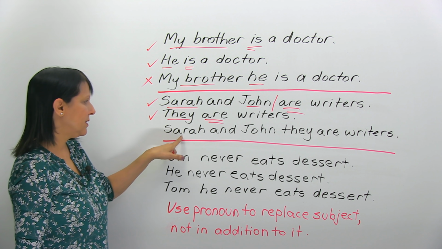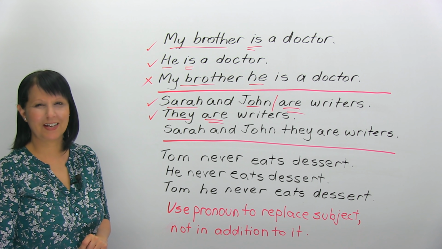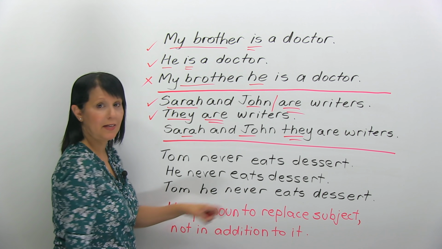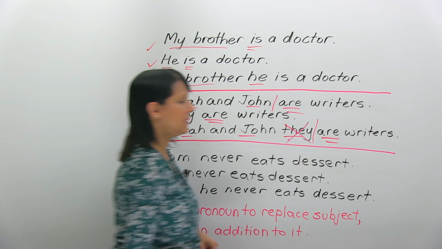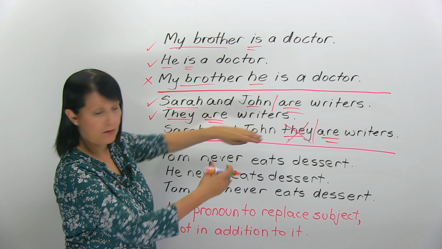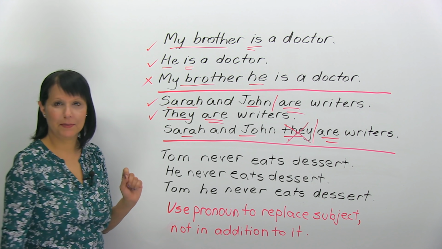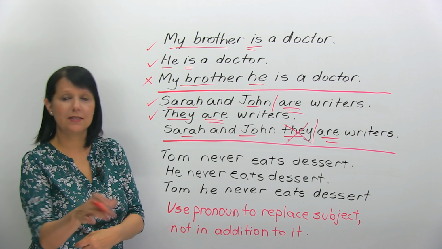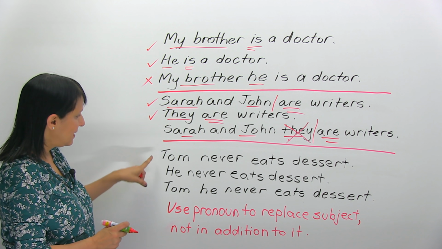But let's look at this one. Sarah and John, they are writers. Is that correct? No, that's wrong. Because we had Sarah and John, but then we repeated it by saying they, right? That's not correct. Okay, so we would have to take that out. We could say Sarah and John are writers, or we could take out Sarah and John and just say they are writers, like we did up here. But you cannot do both, all right? And that's what tends to happen sometimes when people are just starting, okay? They tend to use both. Not sure exactly why it happens. As I said, maybe it's possible in other languages, but in English, it's not. It would be wrong.